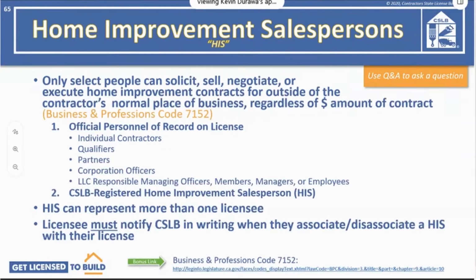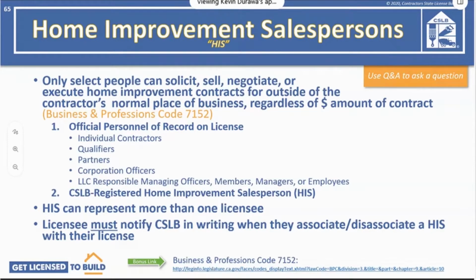Once you get your license and get to work, you might want to hire someone as a salesperson to solicit, sell, and negotiate home improvement contracts on your behalf outside of your place of business. Again, these people are called home improvement salespersons, or HIS.